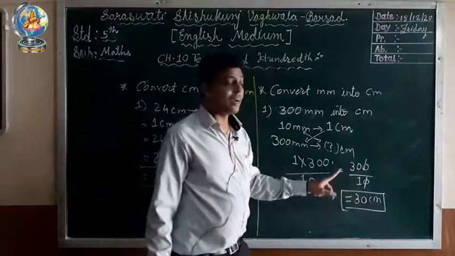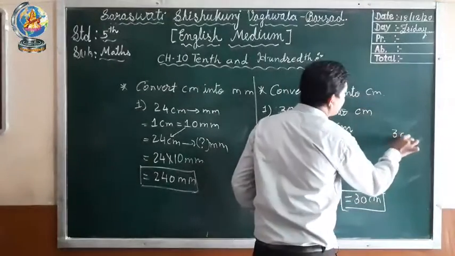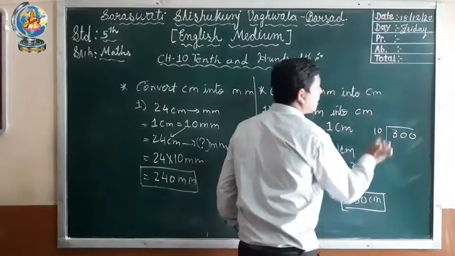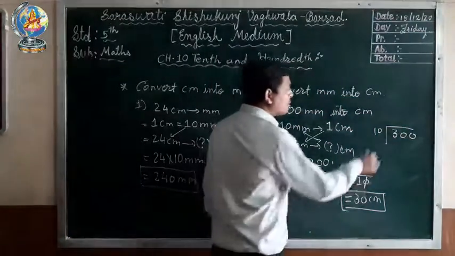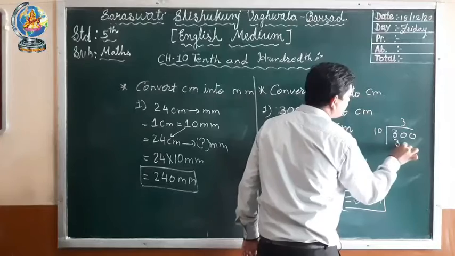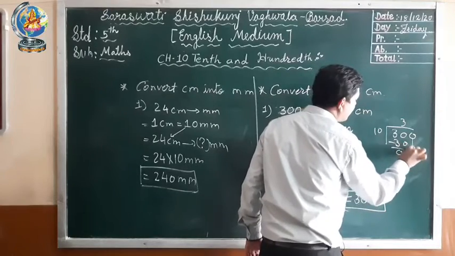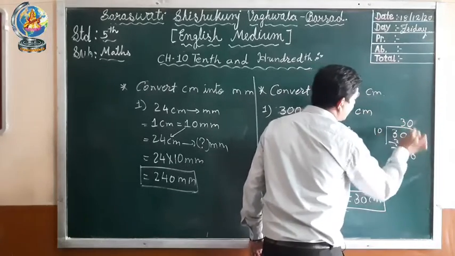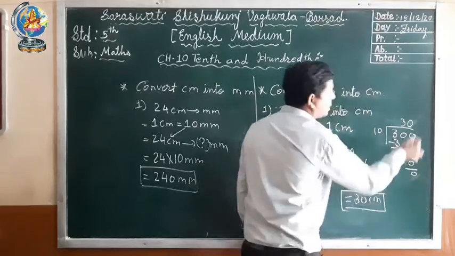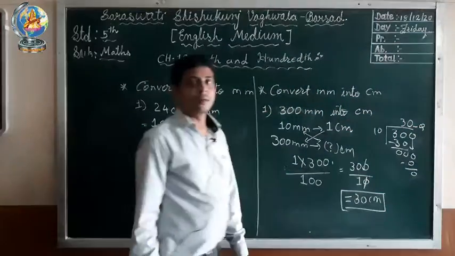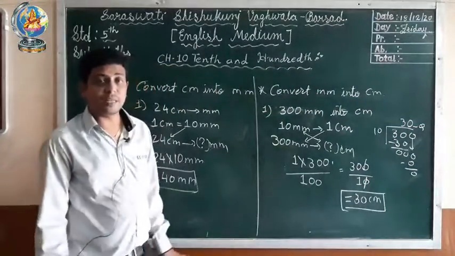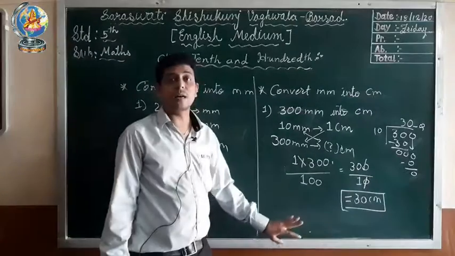Or you can also divide 300 by 10, then also you will get the same answer. So 10 threes are 30, 0 0, bring 0 down, 10 zeros are 0. So here also you get the answer 30. So in both methods you can find the answer.